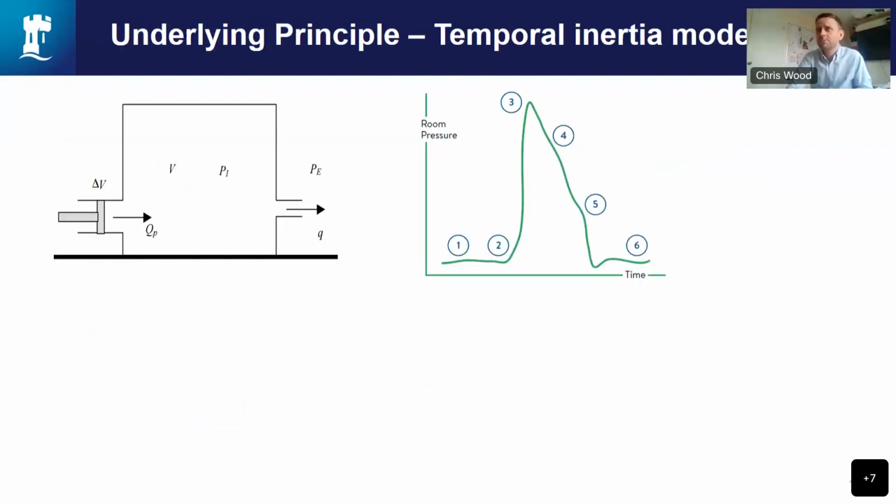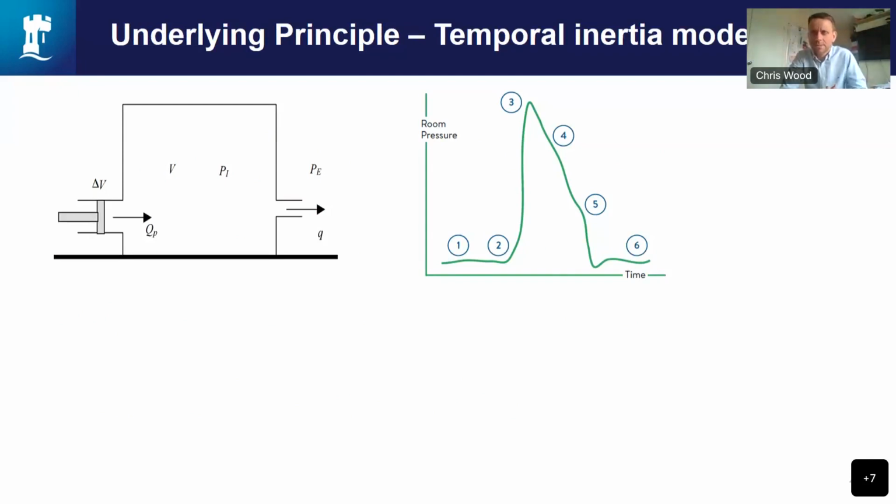So the underlying principle is what's known as the temporal inertial model. If we start by thinking of a pulse in a piston, in this simplified diagram we've got a building with volume V, with an internal pressure and an external pressure noted on the diagram. We've got a piston that pushes a pulse of air into that space, and then we can intuitively think about what that might look like.